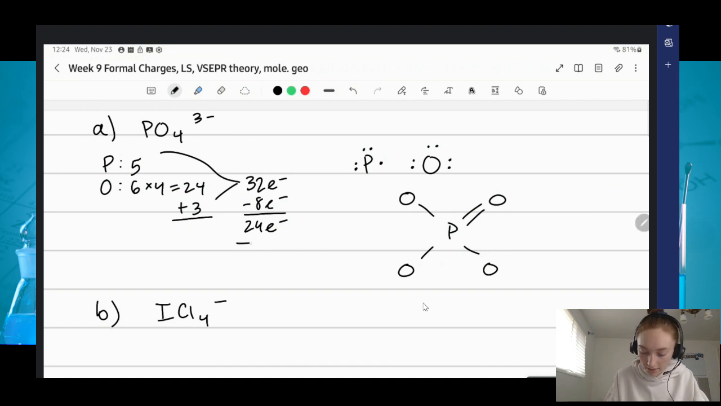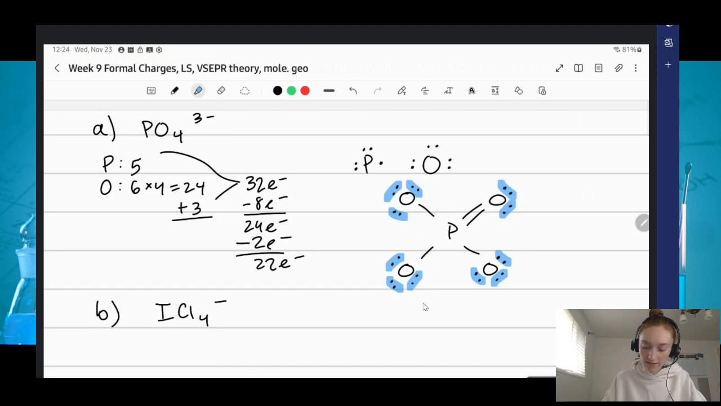So minus 2 more electrons, so we'll have 22 electrons to share. The oxygen here will need 4, and the rest will need 6 each. So that is the total of 2, 4, 6, 8, 10, 12, 14, 16, 18, 20, and 22. So that satisfies the 22 valence electrons that we're working with.